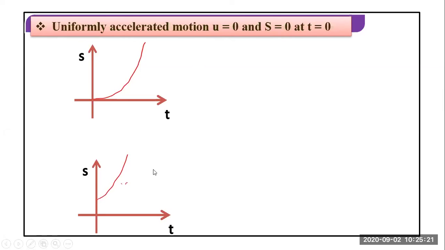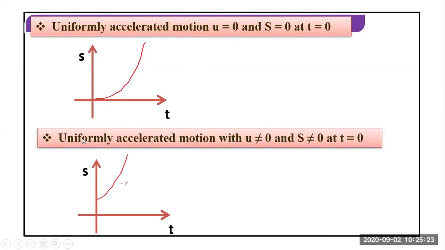Now if you look at the second graph, you can see it is also uniformly accelerated. The slope is changing with time, but for the initial speed, you can see the initial slope is not 0 at this place.